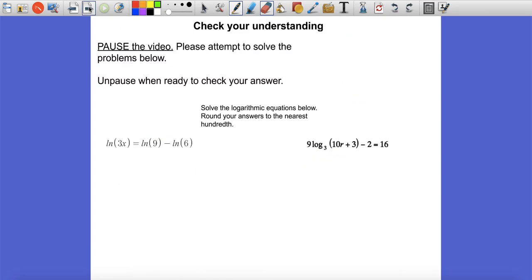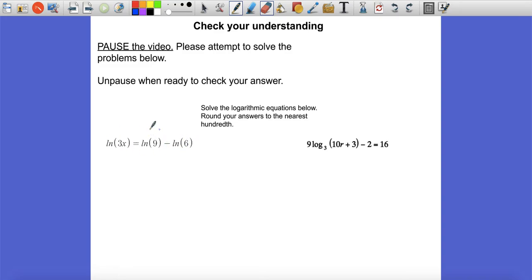Last slide. Now let's pause the video and please attempt the problems below. Unpause when you're ready to check your answer. All right, hopefully you've solved these well and you're ready to check your answer. So I'm going to talk through these really fast, or not too fast.